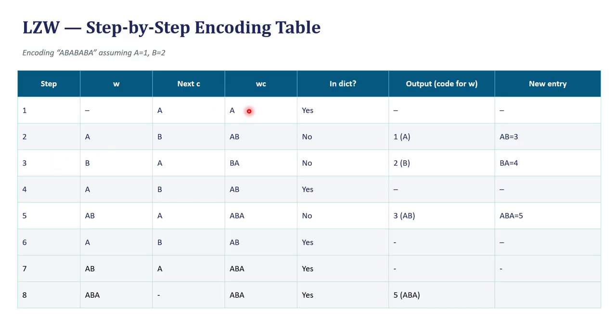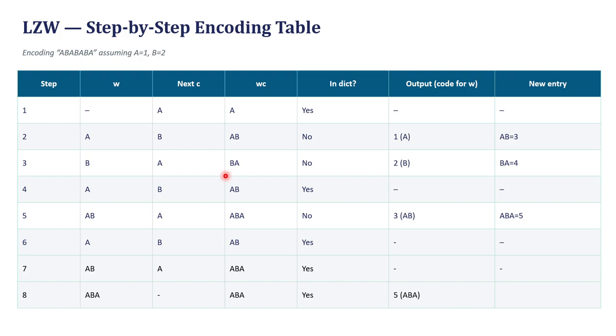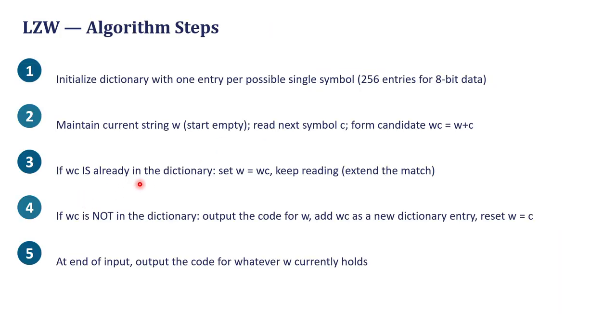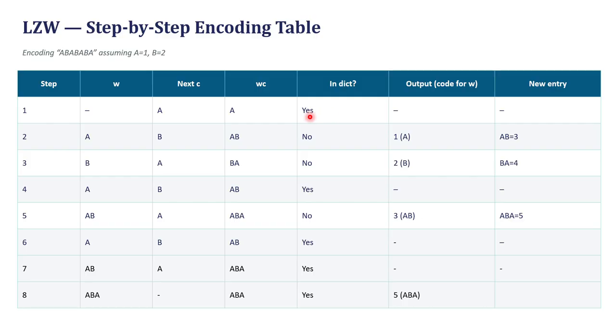Now this value of WC becomes the next W. If WC is already in the dictionary, set W equal to WC. So now W is equal to WC. For the next iteration, my W is nothing but this WC itself. The next character that I'm reading is B. Concatenation is AB. Is AB in the dictionary?